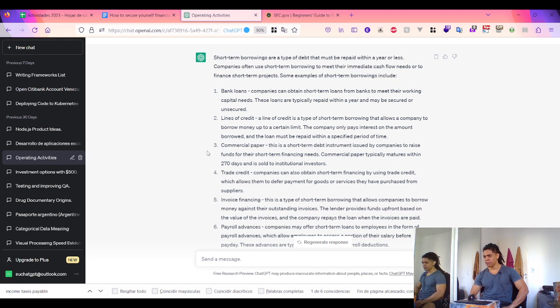Commercial papers. This is a short-term debt instrument issued by companies to raise funds for their short-term financing needs. Commercial papers typically mature within 270 days, and it is sold to institutional investors. Trade credits, invoice finance, and payroll advance. These are examples of short-term borrowings.